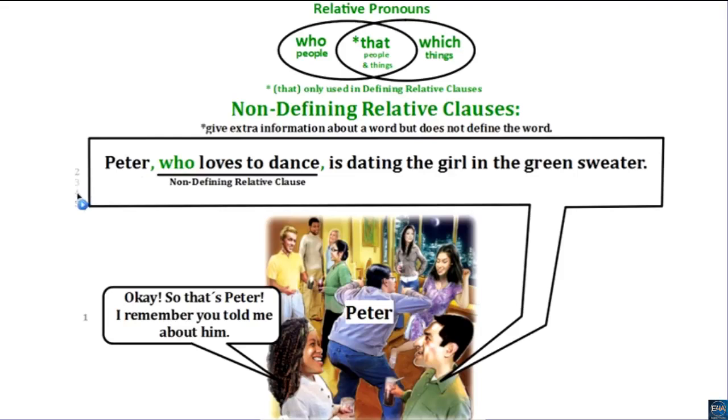Now, the other thing we can think about is that when I use a non-defining relative clause, I always separate it from the other part of the sentence with commas. So these are commas. So that's one way of identifying a non-defining relative clause, is when you have commas. Okay? Now, the other thing we need to think about is that we said that, well, that can be used for people, but in this context, I cannot use that. Why? Because this is a non-defining relative clause, and that is only used in defining relative clauses. So I cannot use that in this situation because I'm only giving extra information about Peter. I am not defining who Peter is.